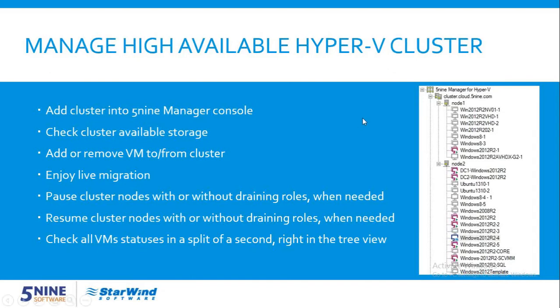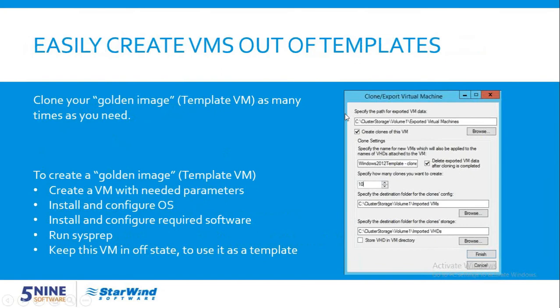So if we move forward, the next functionality is creating new virtual machines out of templates. Obviously, once you set up a cluster, you want to create new virtual machines pretty fast, because you can evenly spread the load between your cluster nodes, and once there is a business need for a new virtual machine, you have to be able to do that fast. So creating a golden image template virtual machine is going to help you with that.